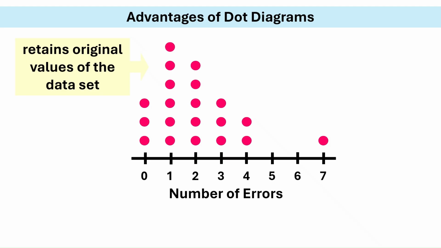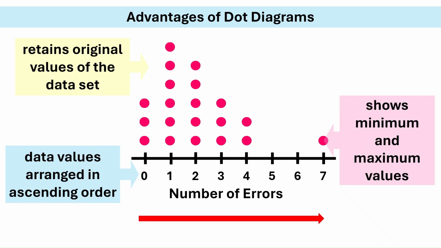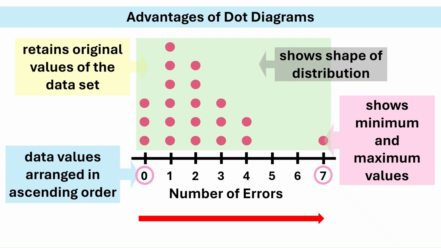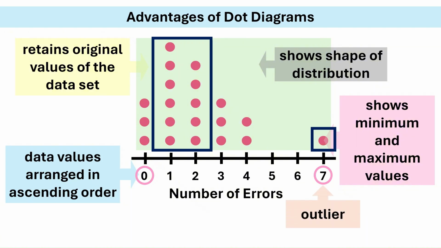In a dot diagram, the data values are arranged in ascending order, so we can easily tell the minimum and maximum values of the data set. A dot diagram also shows us the shape of the distribution, which will easily highlight the cluster of data values and the outliers if there are any outliers in the data set. For this data set, we can see that 7 errors is an outlying value.